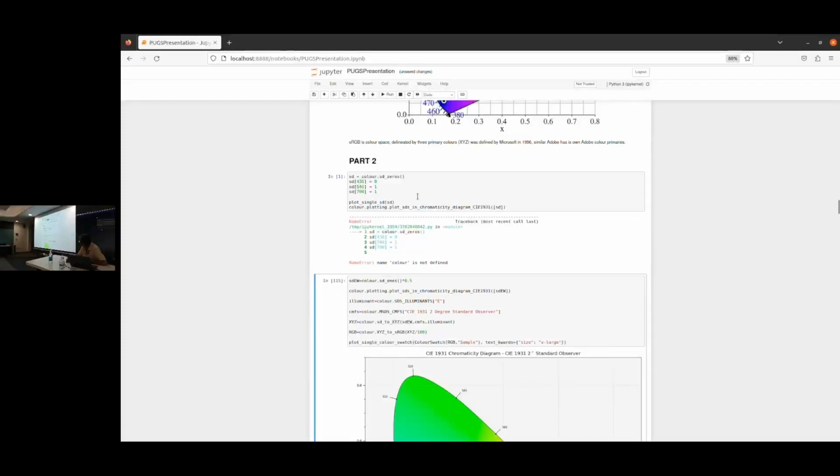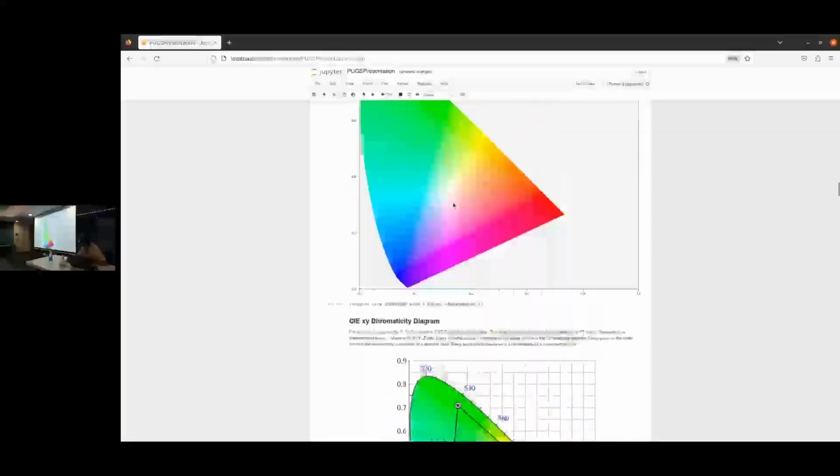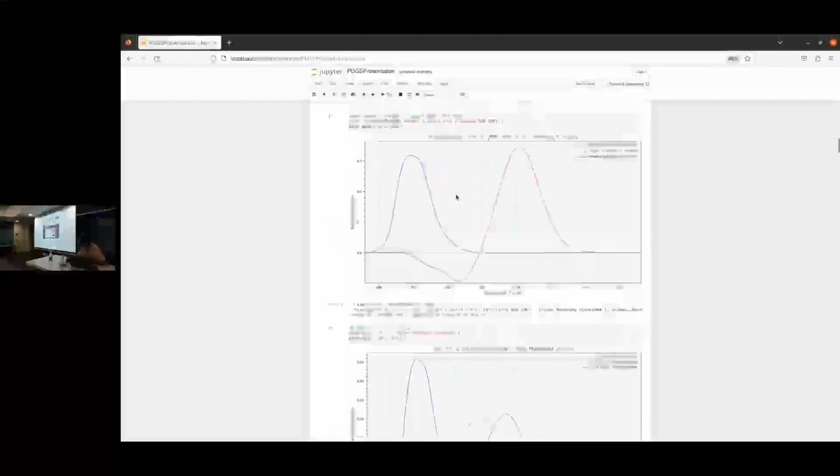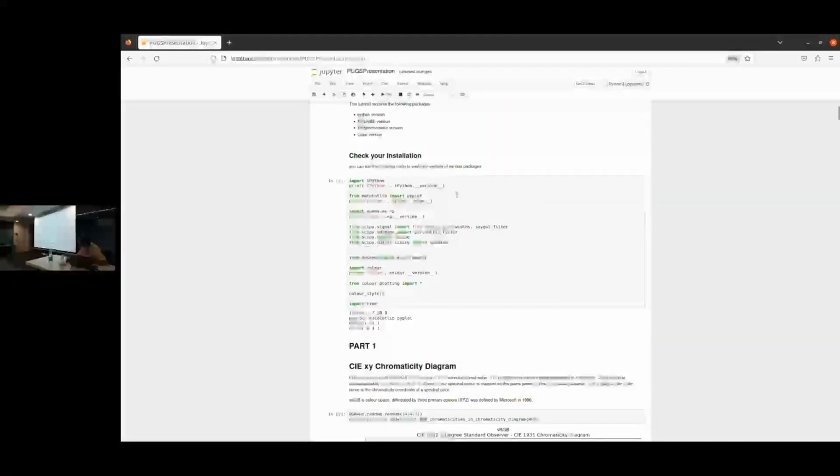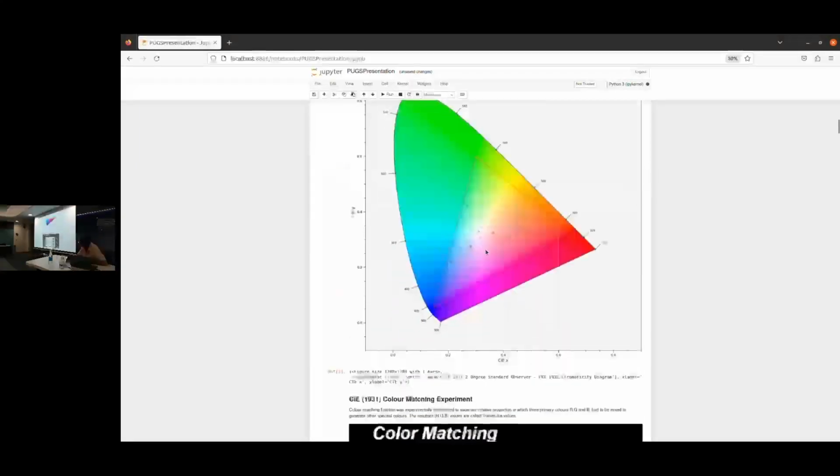So where the import is? Okay, I have to go back and import this. I've done this. What color?